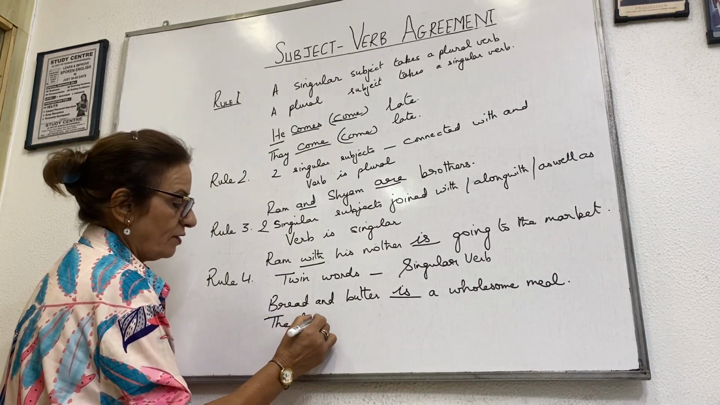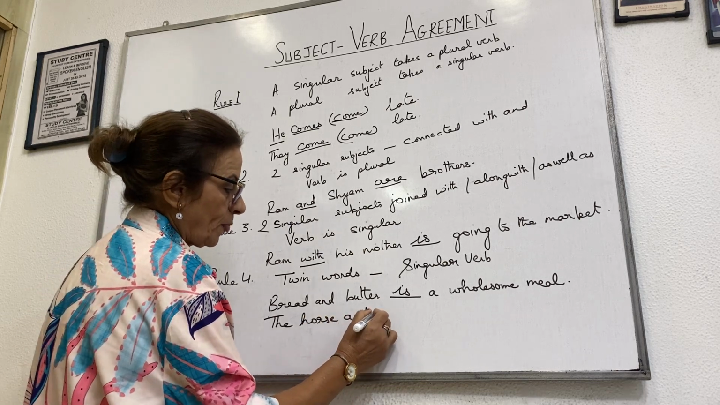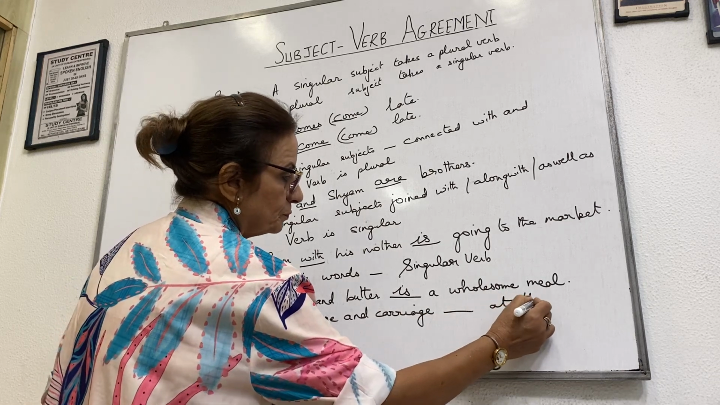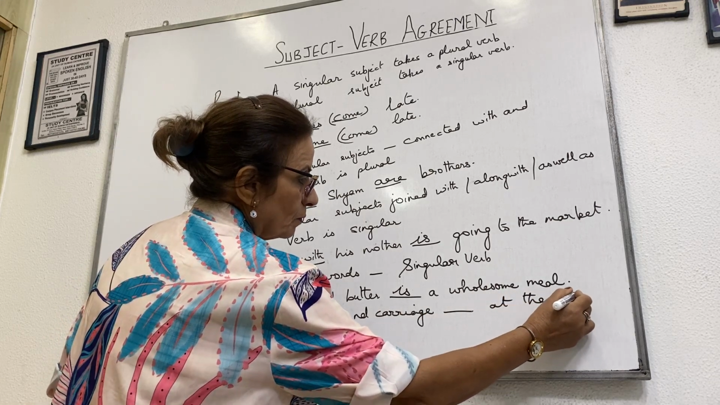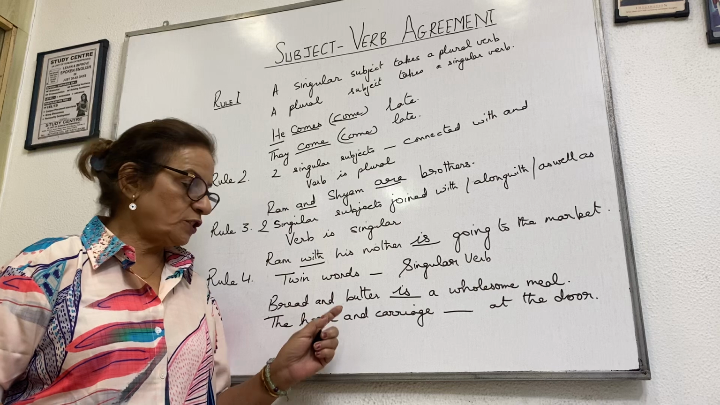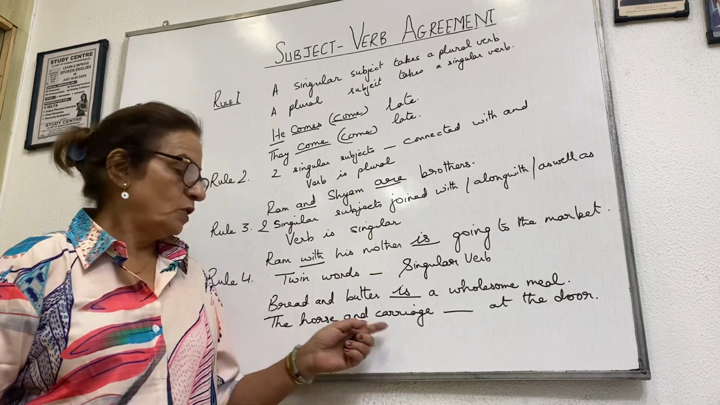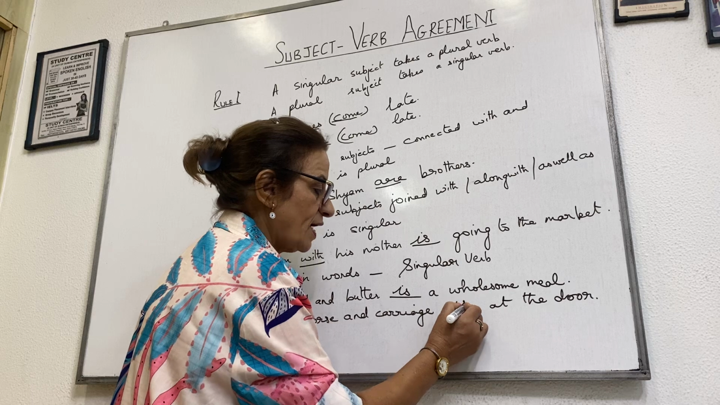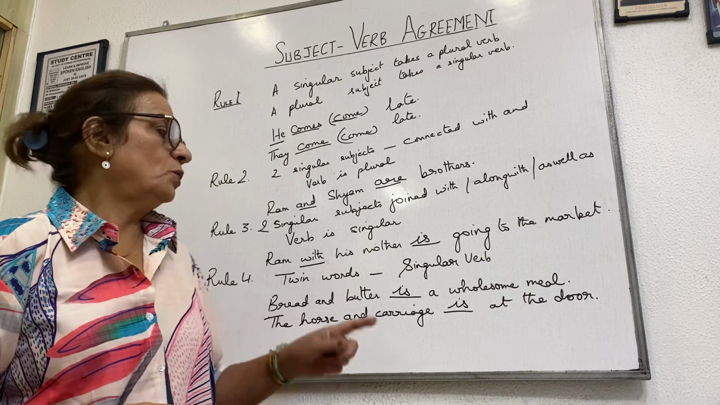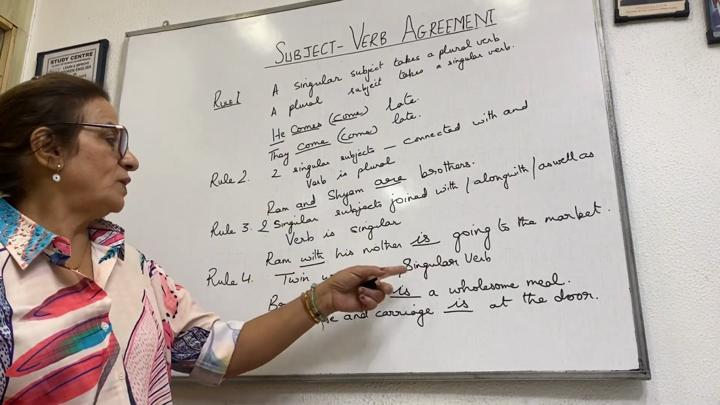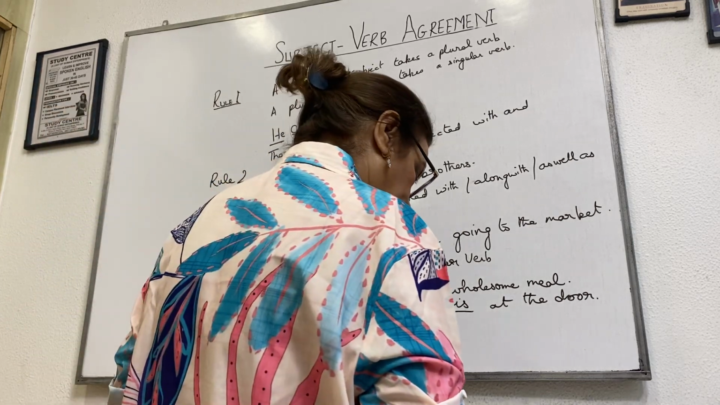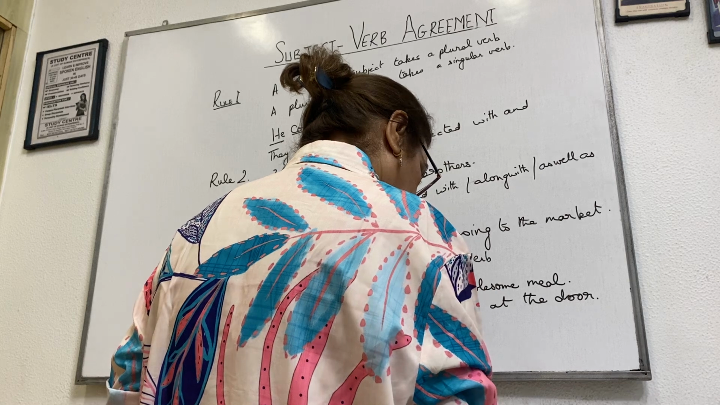Take another example. The horse and carriage is at the door. The horse and carriage, again twin word, though it's joined with and, but it is a twin word. So the horse and carriage is at the door, not are at the door. Okay? So the rule says twin words always take a singular verb. Okay? Let's go to the next rule.